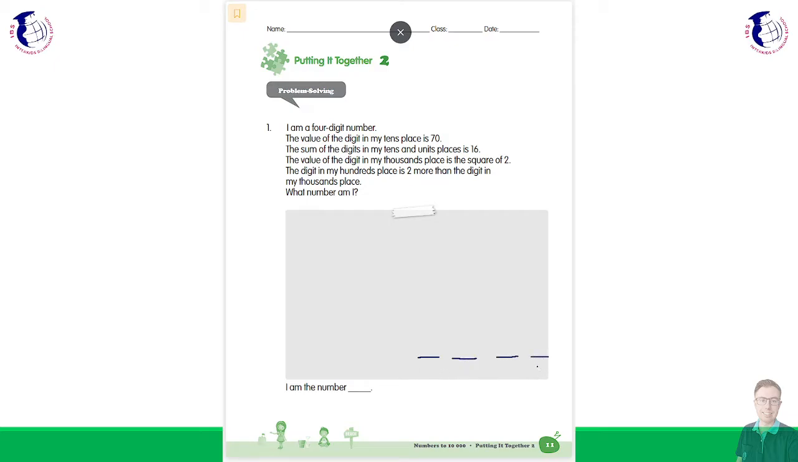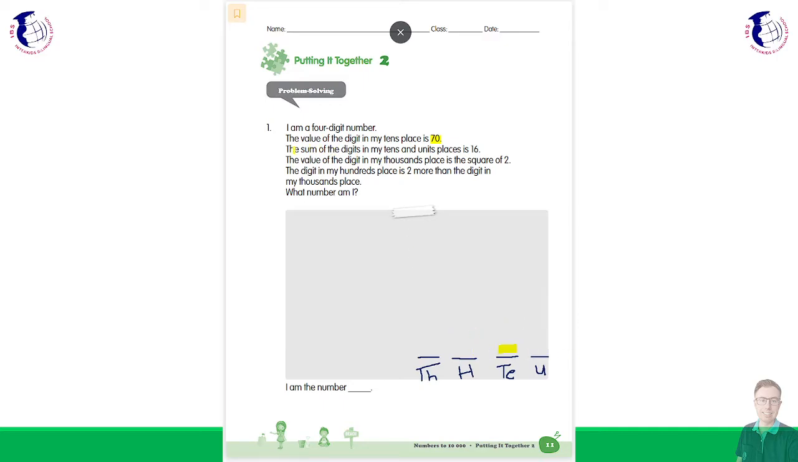And then we know, as we know our place values, these are units, these are tens, these are hundreds, and these are thousands. Okay. So the value of the digit in my tens place is 70. So the value of the digit in the tens place is 70. So you can fill that in there.